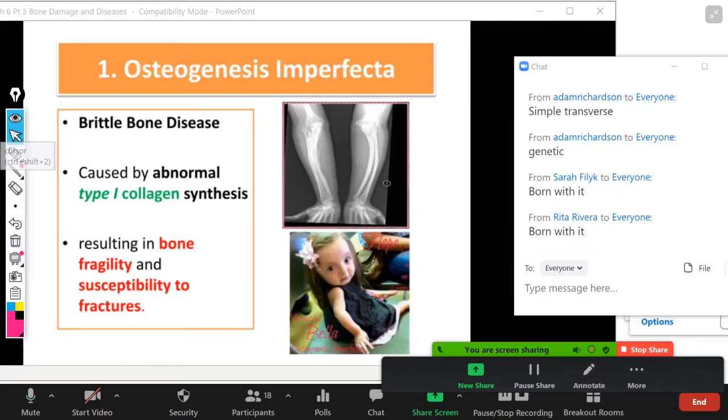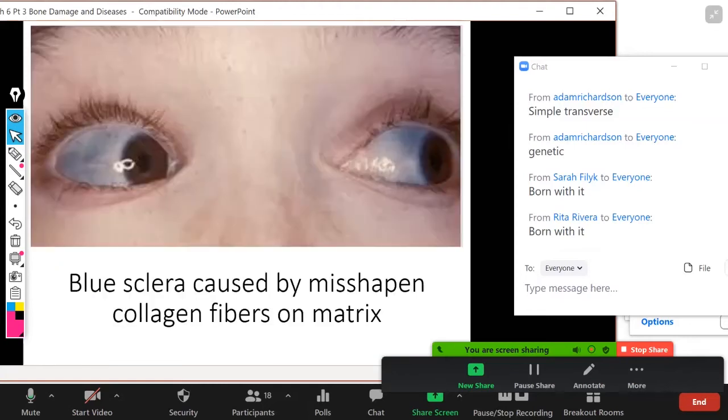Another interesting symptom of osteogenesis imperfecta can be seen in the eyes. So remember that collagen is the most common protein in the body. It's everywhere. It's in all your connective tissues. And so the sclera, the white of the eye, contains a lot of collagen. Because of this misshapen collagen, it makes the sclera look blue. So blue scleras is a symptom of this particular disorder.